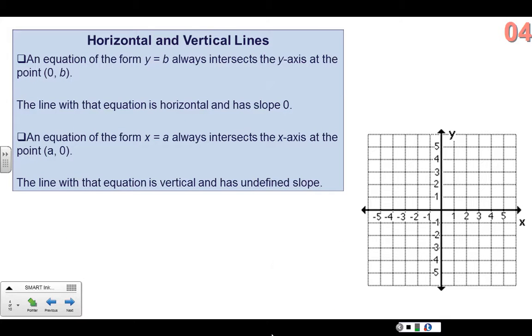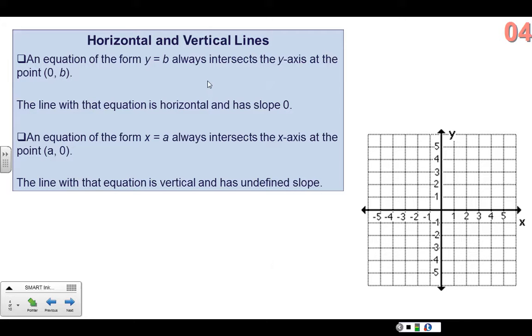Horizontal and vertical lines. An equation of the form y equals b always intersects the y-axis at the point (0, b). The line with that equation is horizontal and has a slope of 0. So if you get an equation that's just y equal to a number, a constant, then you're going to have a horizontal line, and it has a measurable slope. The measure is 0.